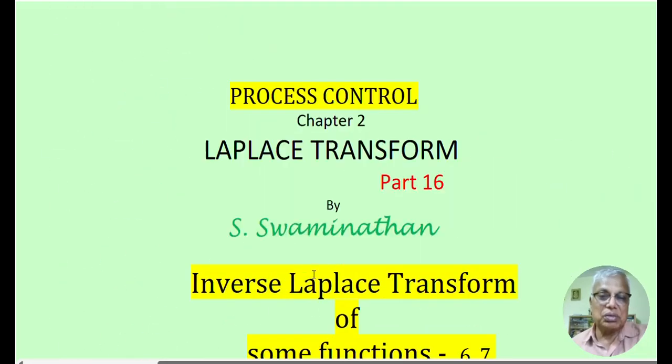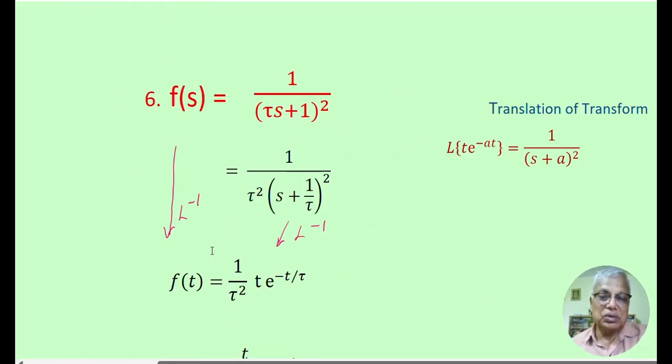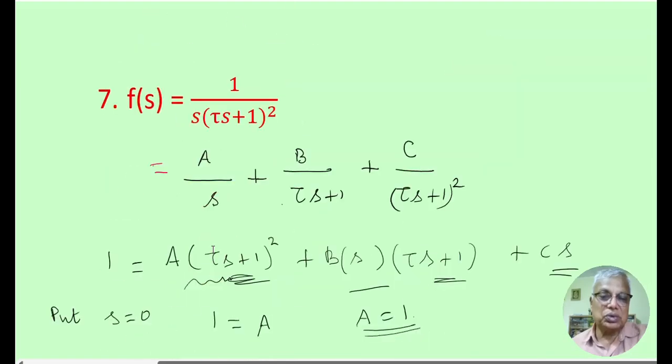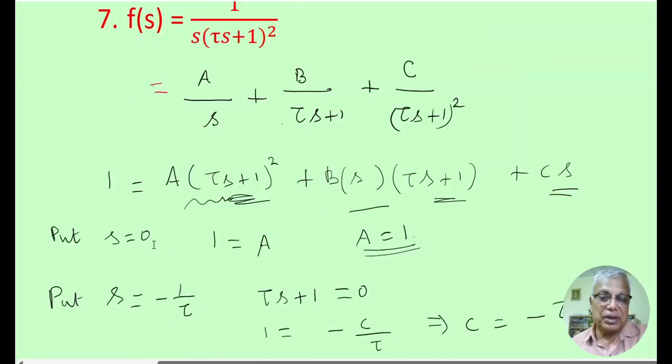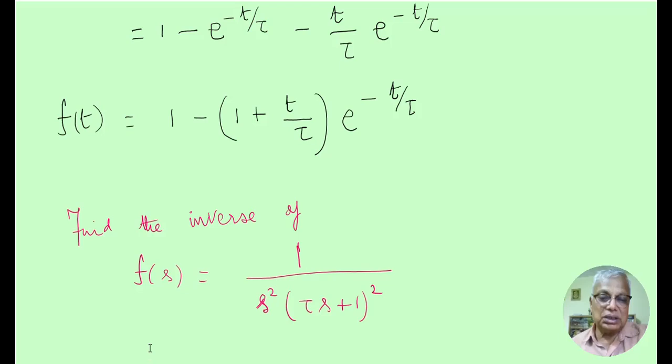So first we saw 1 by tau s plus 1 whole square. Next with one additional s. Next this s square, another s in the denominator. So try to find the inverse of this. We will see it in the next lecture. See you.